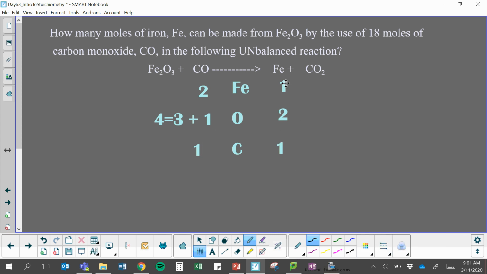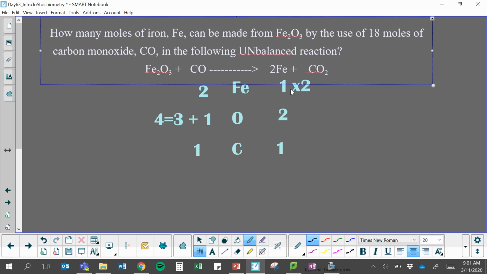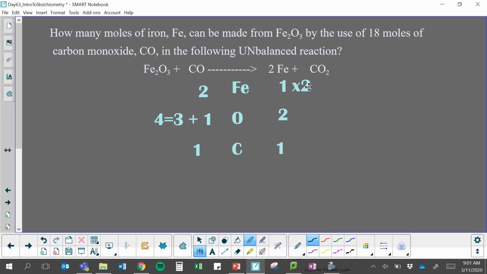So the first thing we notice that we want to do is we want to leave oxygen for last because there's this weird thing with the 2. We're going to multiply this iron by 2. So we'll put a coefficient here. So now our irons are balanced.